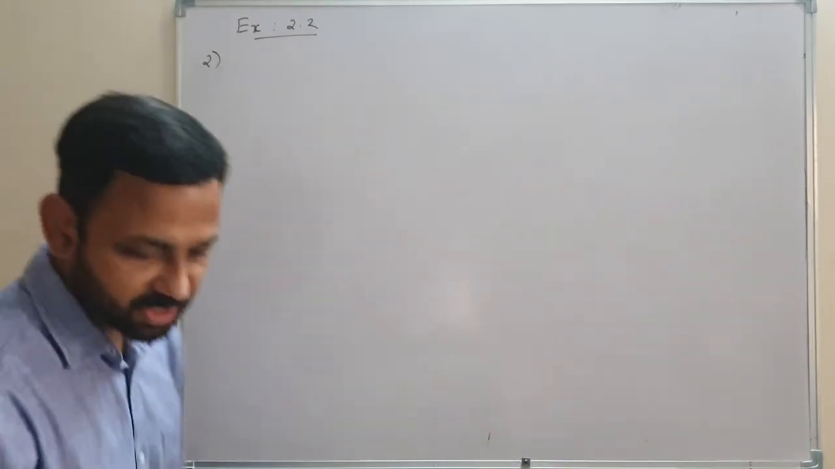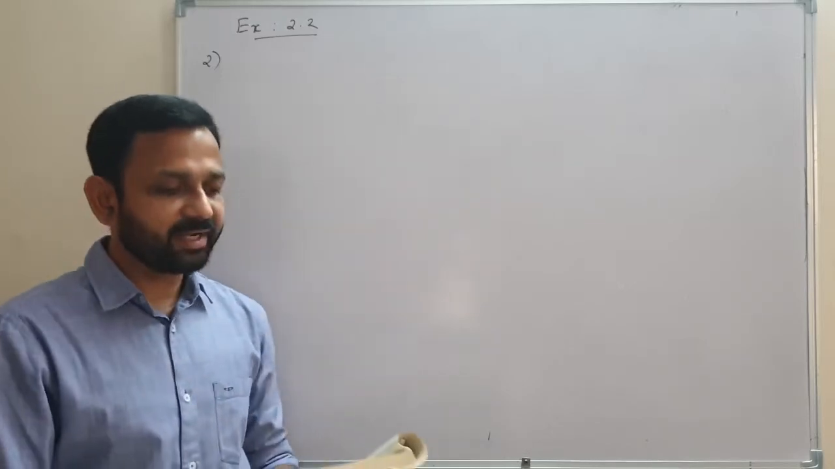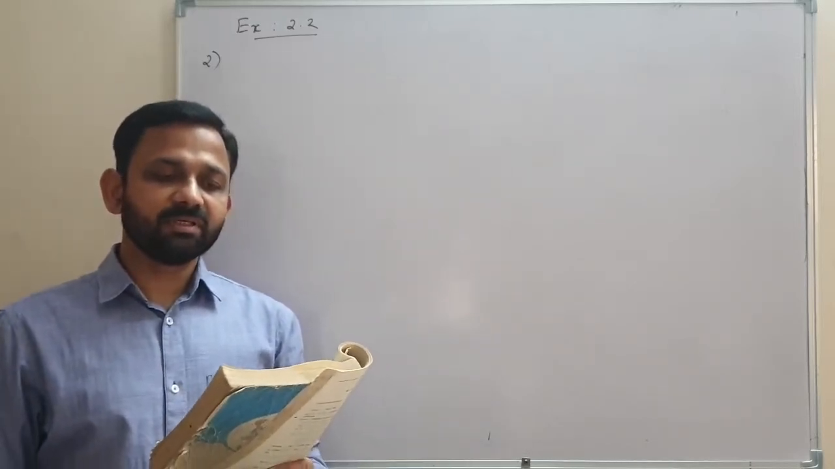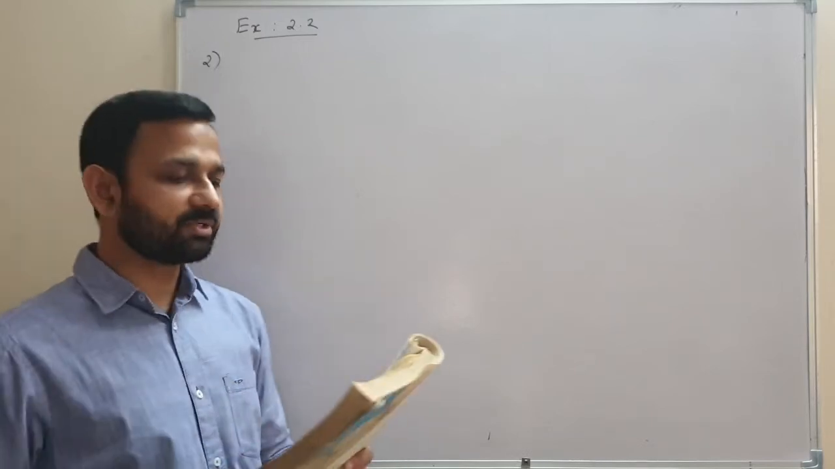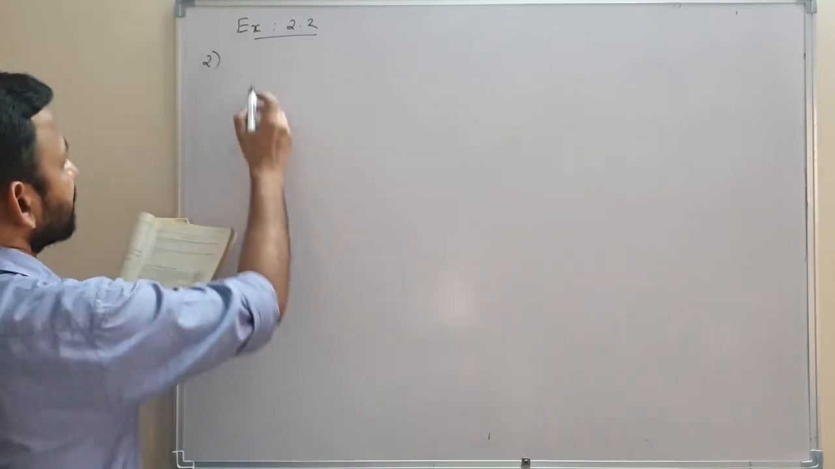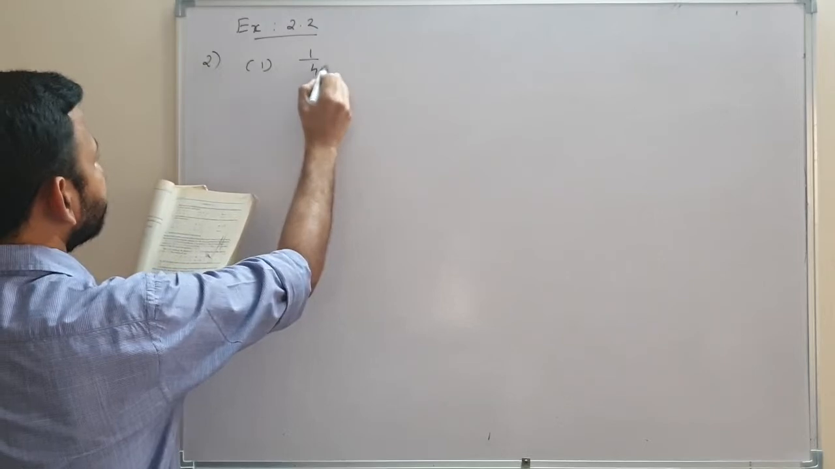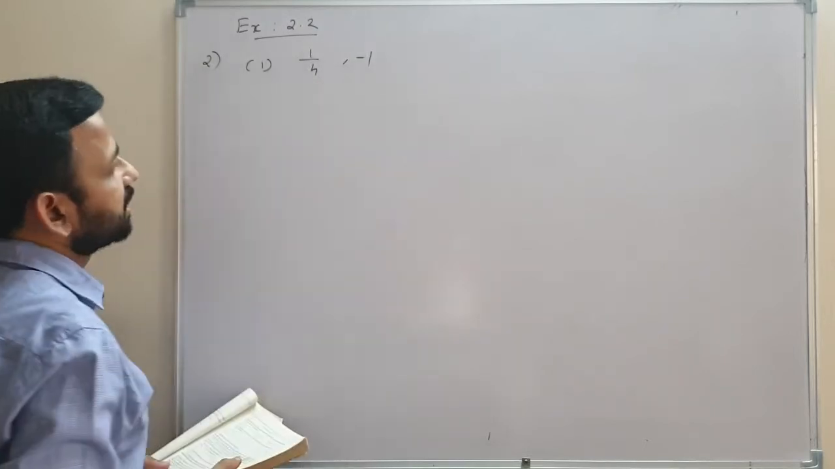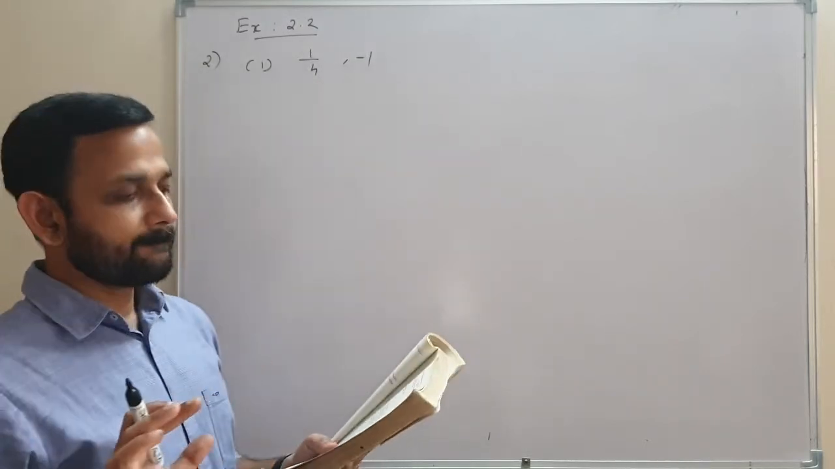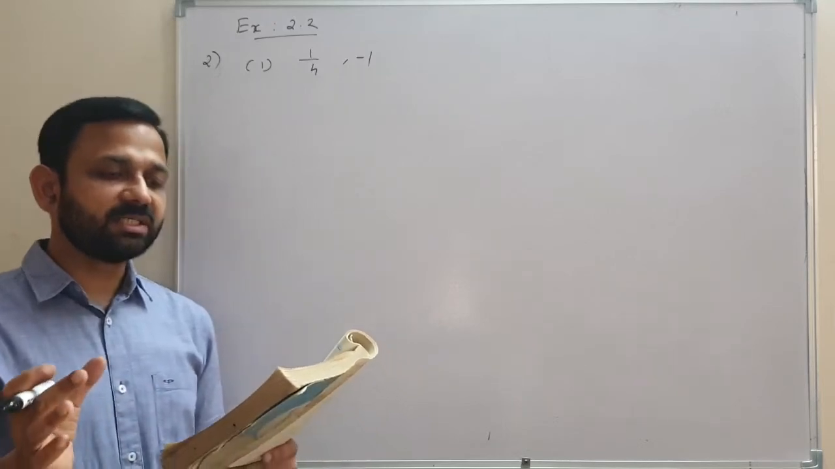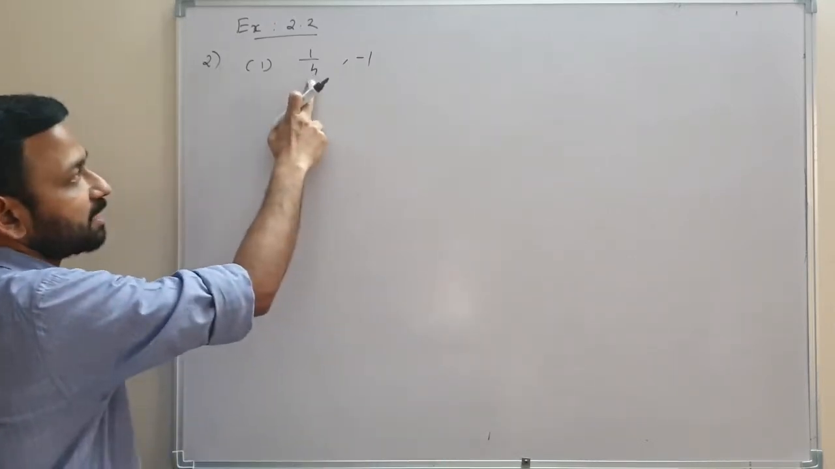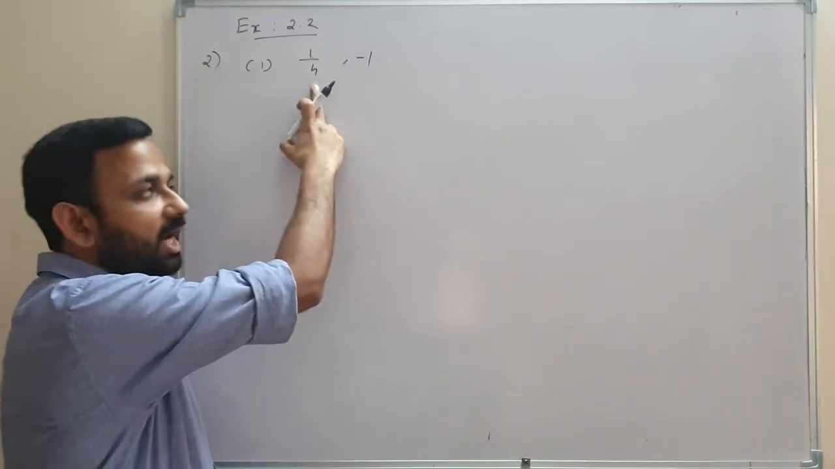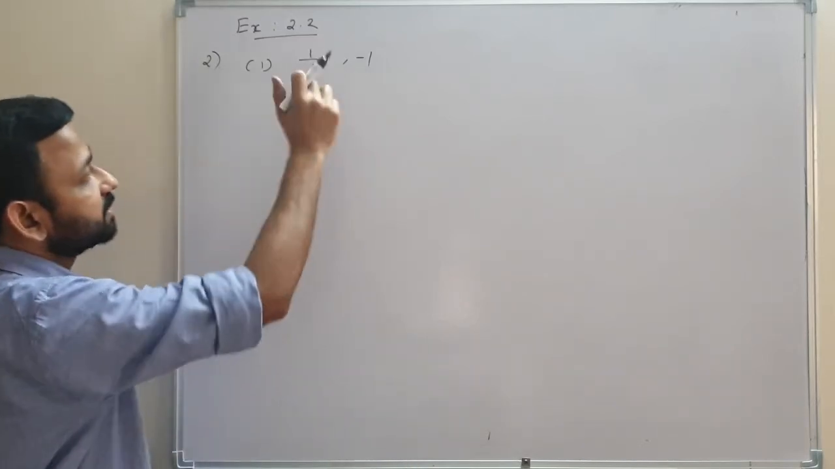So here in second question, find a quadratic polynomial each with given numbers as sum and product of its zeros respectively. First part, 1 by 4 comma minus 1. So the first number is the sum of the zeros and the second number is the product of the zeros.